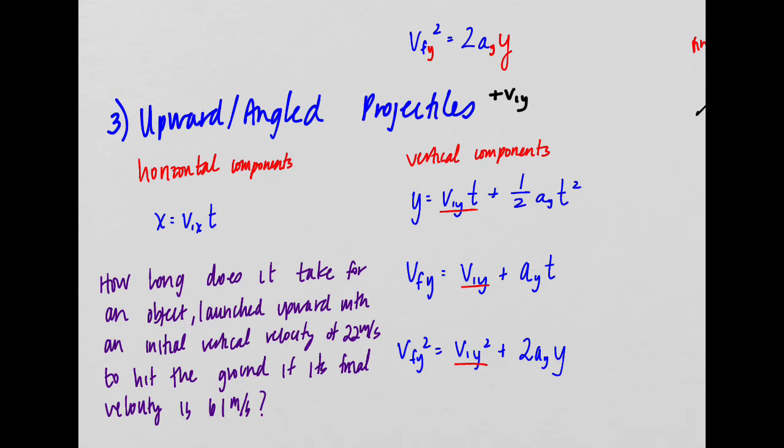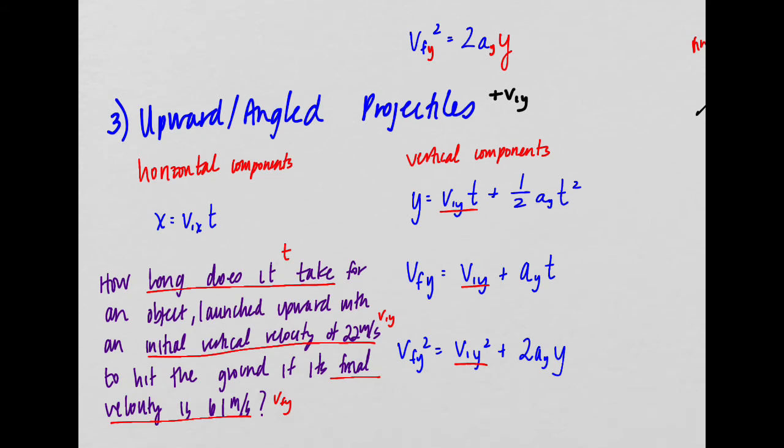So how long does it take? That's t. I want to know t. For an object that's launched upward with an initial vertical velocity of 22. So this is VIY, the initial vertical velocity. To hit the ground, if its final velocity, and obviously I'm talking about vertical velocity because the horizontal velocity, 1, isn't mentioned, and 2, it's not going to change. Its final vertical velocity, VFY, is equal to 61.